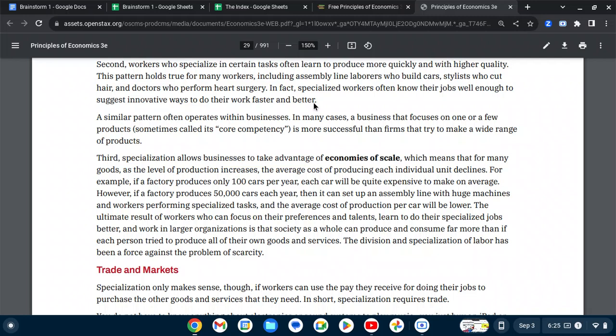The ultimate result of workers who can focus on their preferences and talents, learn to do their specialized jobs better, and work in large organizations is that society as a whole can produce and consume far more than if each person tried to produce all of their own goods and services. The division and specialization of labor has been a force against the problem of scarcity.